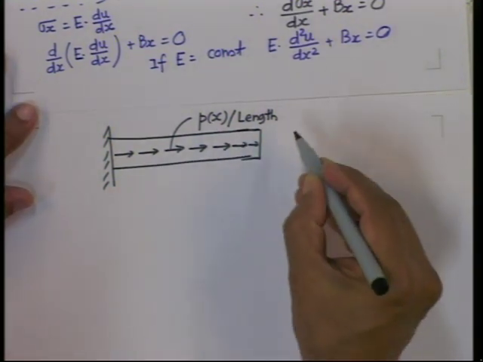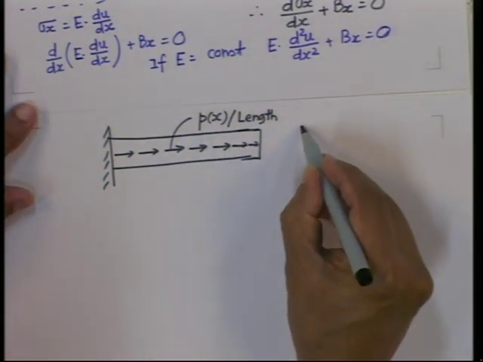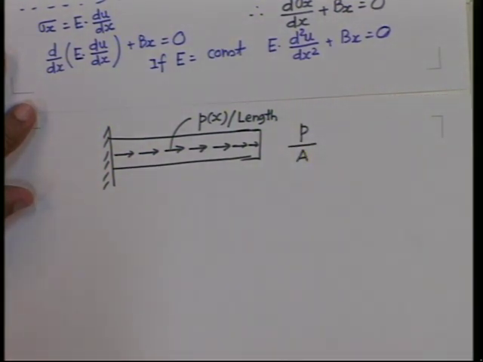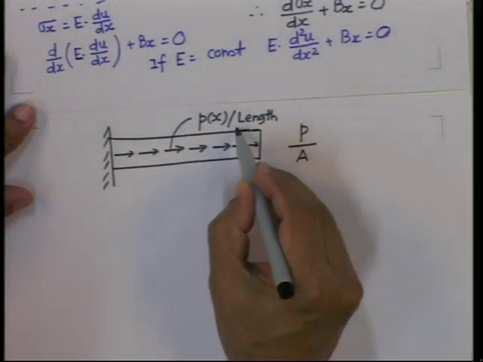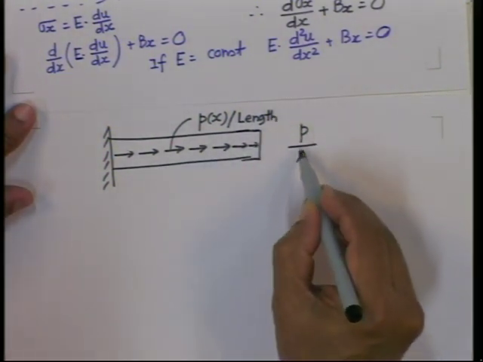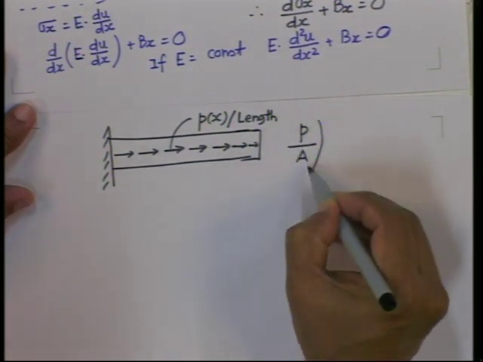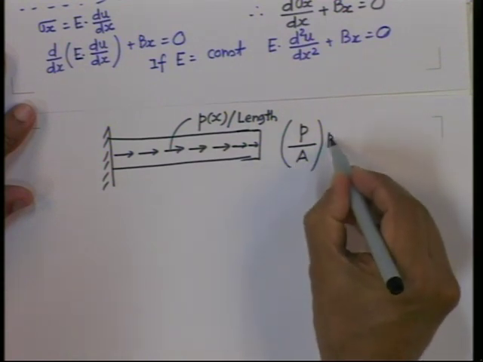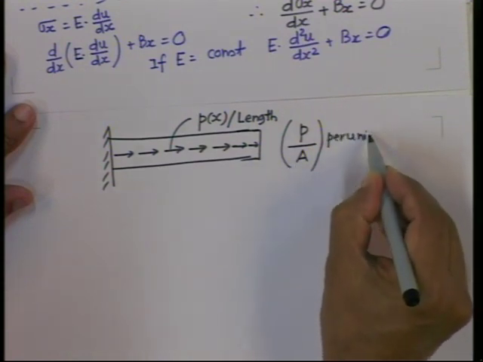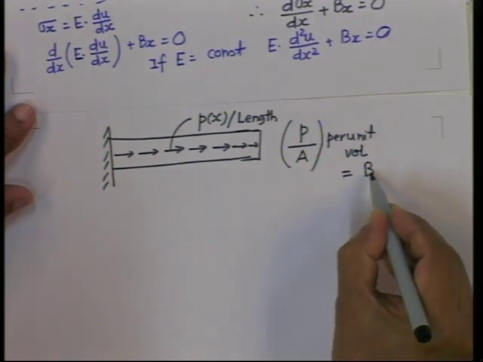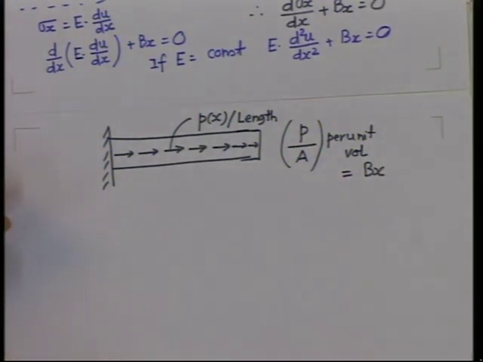If you want to convert this P into per unit volume, so P upon A, the area of cross section, will give me length. It will become, because this is per unit length only, so length is already included here. If I divide, this becomes per unit volume, and that you equate to Bx, which is already per unit volume. Do not do it the other way.